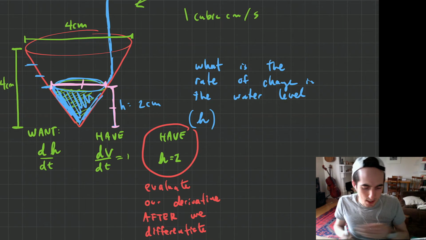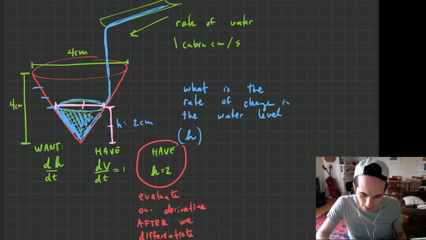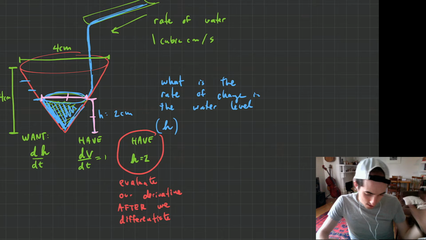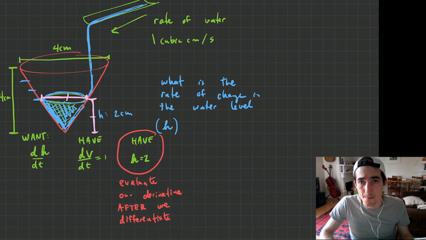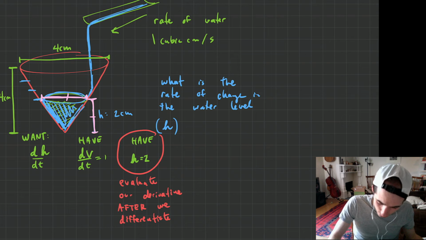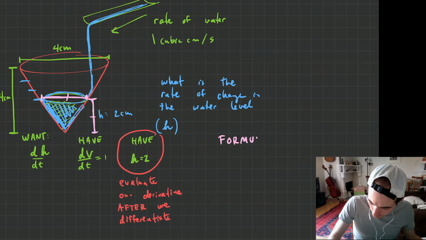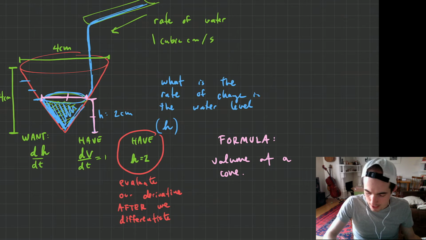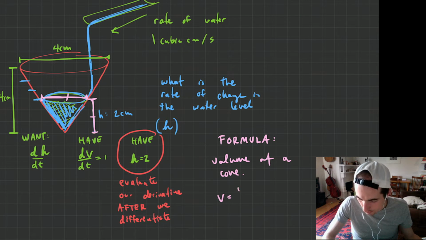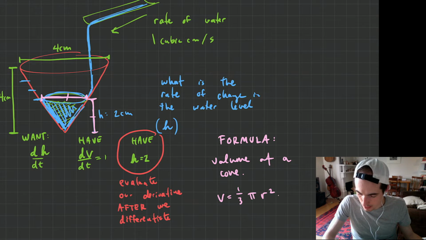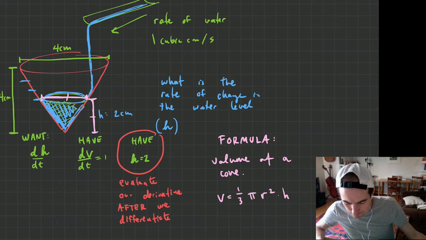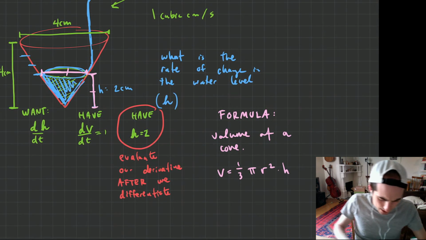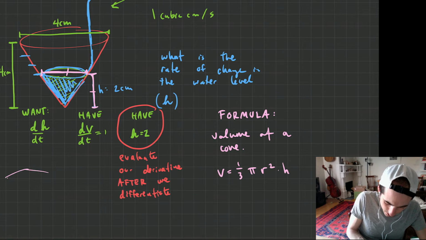Yeah, that's a super important fact that I forgot to point out. Okay, so we have these facts. One of the formulas that we're going to want is the volume of a cone. It may have been a while since you've done this, but the volume is 1/3 pi r squared times height.